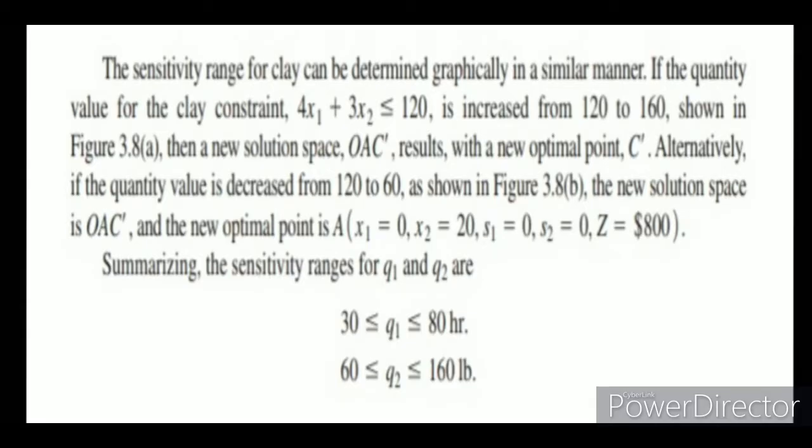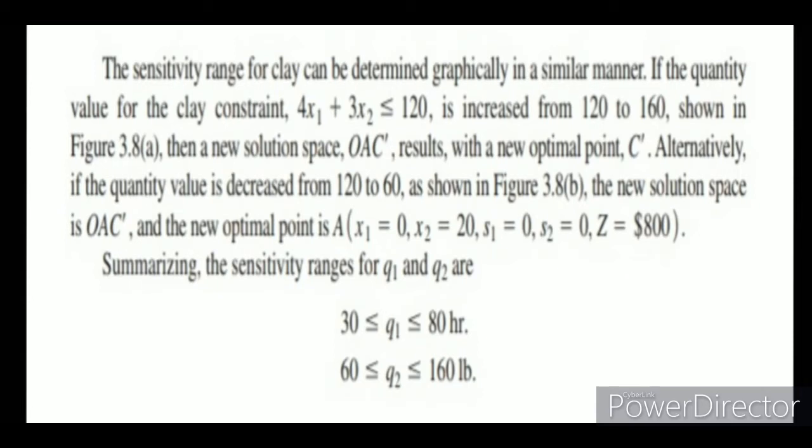Next is the sensitivity range for clay. If the quantity value for the clay constraint, x sub 1 + 3 x sub 2 ≤ 120, is increased from 120 to 160, then a new solution space OAC results with a new optimal point C. If the quantity value is decreased from 120 to 60, then the new solution space is OAC. The new optimal point is A.